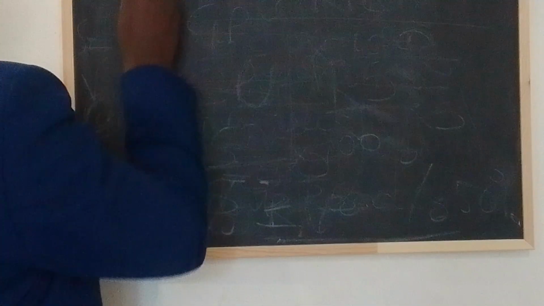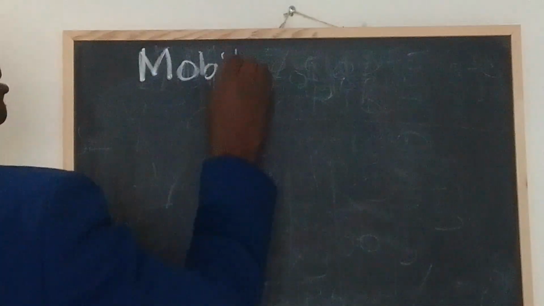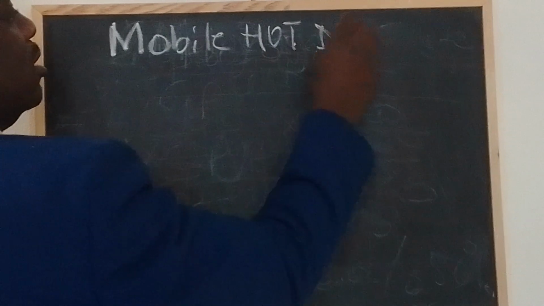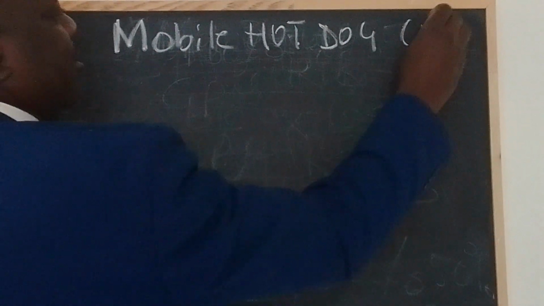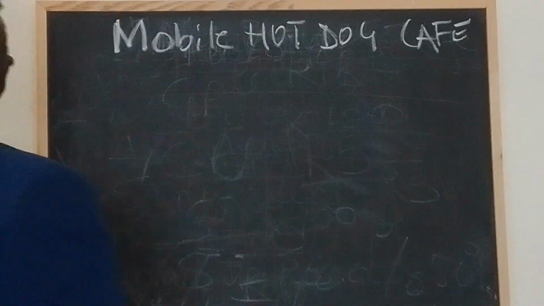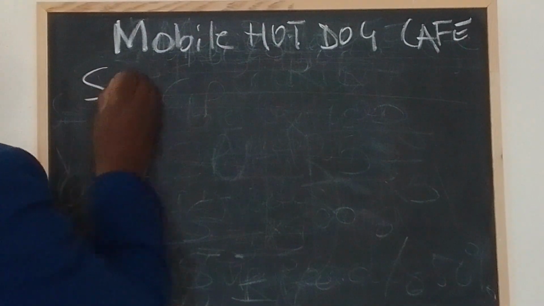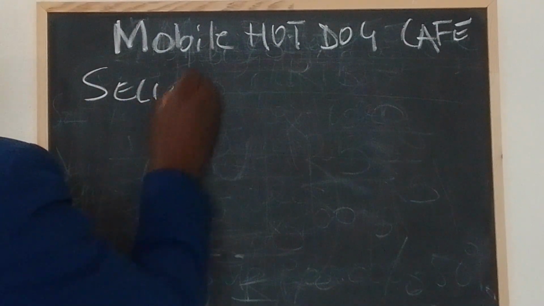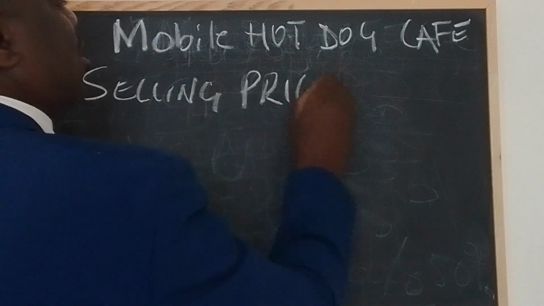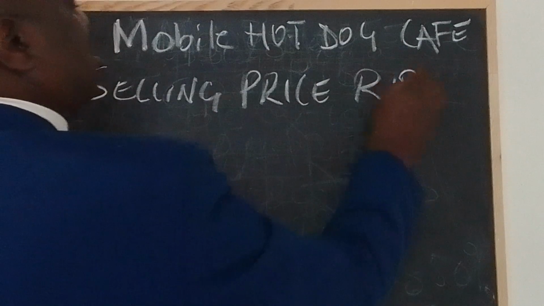I am going to use an example of a mobile hot dog cafe. Hot dog cafe, I'm going to call it. Suppose you are running the business and you are selling each hot dog for 10 rands.